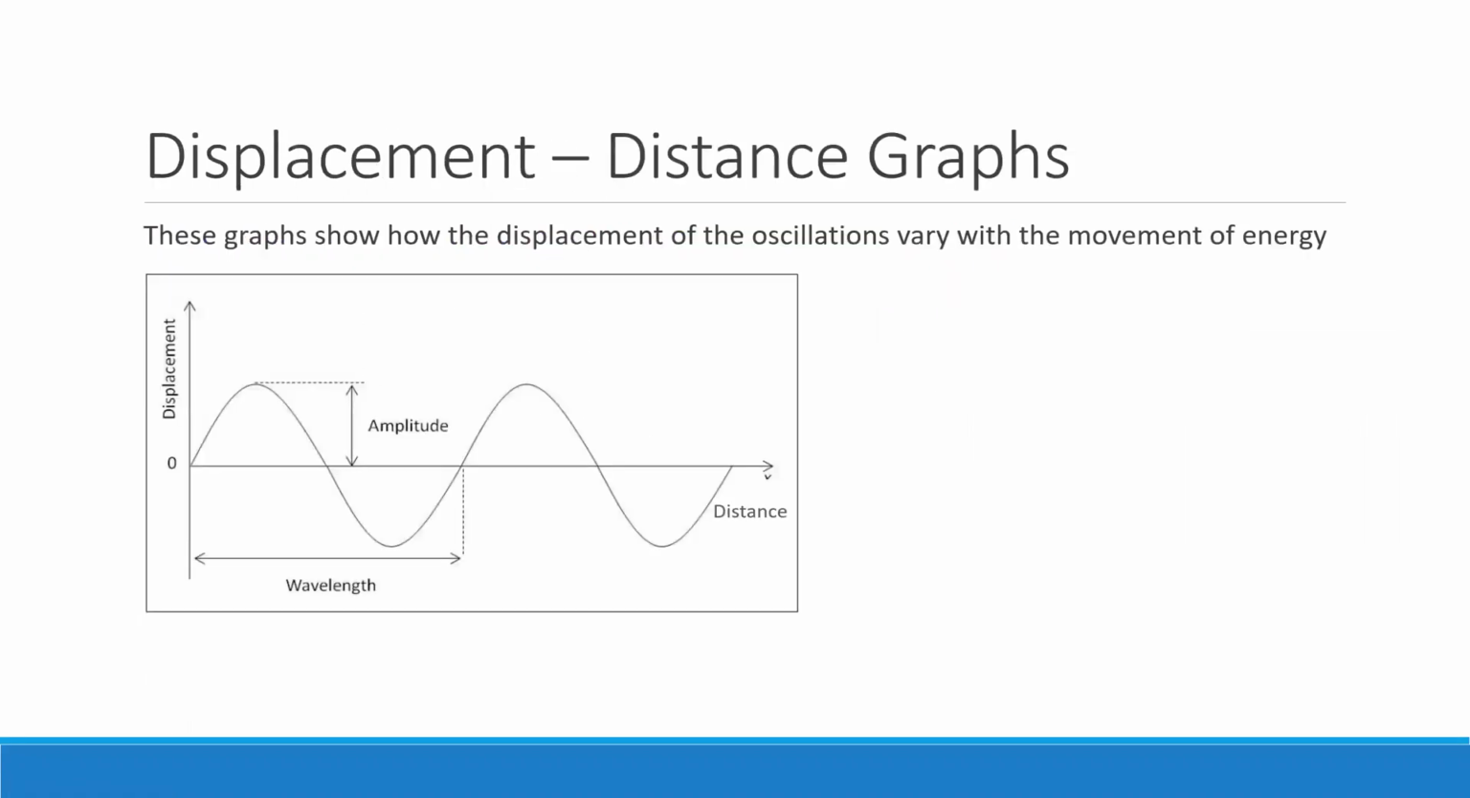Thank you. All right, let's start with displacement distance graphs. They show how the displacement of your oscillations varies. Let me give you an example. Let's say I had a sound wave and one of the particles was oscillating from left to right. The middle position is where it was before it was disturbed, because remember, a wave is a disturbance. So before you disturb this particle, it was in the equilibrium position.